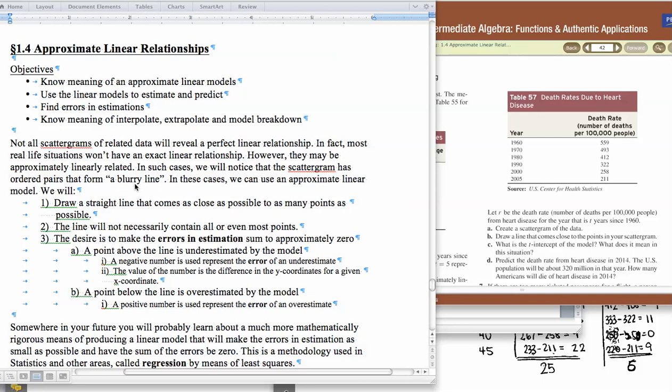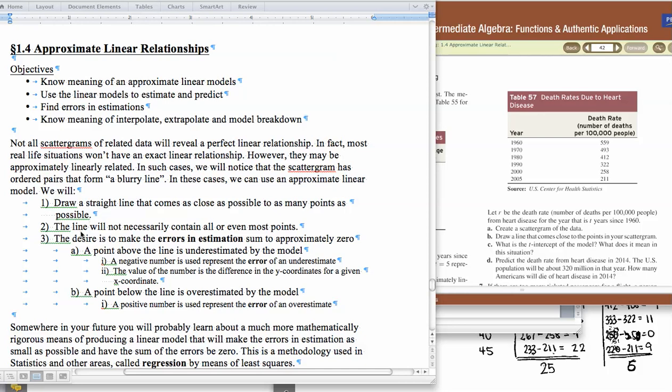Now, by a blurry line, I mean that you can still see a straight line type pattern, but it's not a perfect straight line. And as we do our scattergram and try to draw the straight line, we're going to come as close as possible to as many points as we can. That doesn't mean that the straight line that we draw is going to contain all of our points or even any of our points. Sometimes the best linear approximation doesn't contain any of your original points at all.